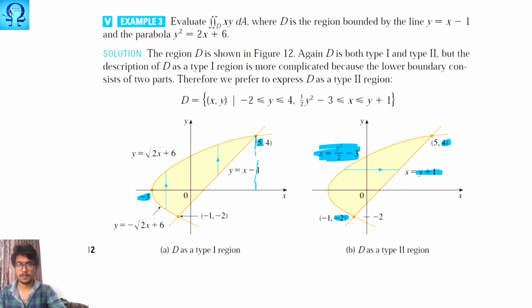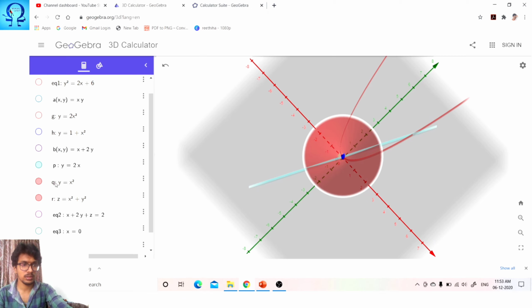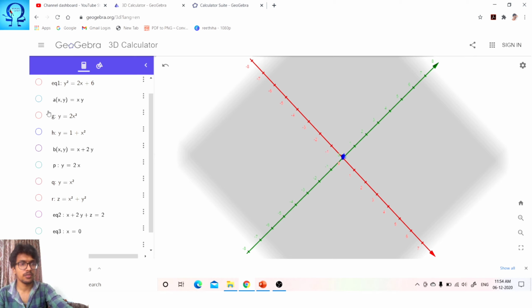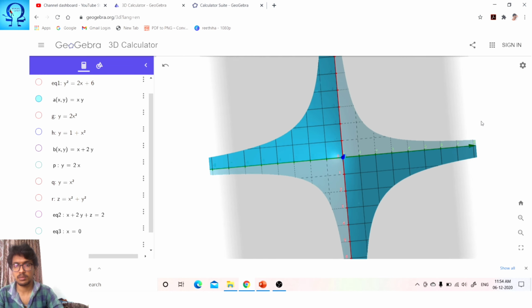Fine. So okay, let me show you the region as well. So if you go to this, the curve z is equal to xy is a curve like something like this.